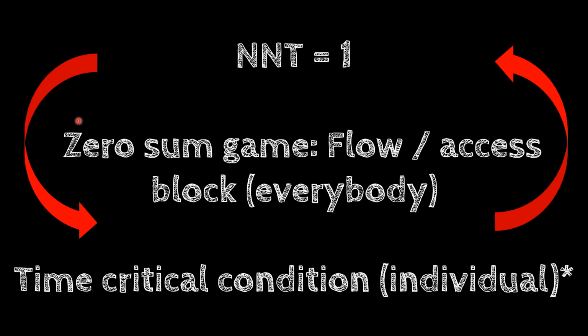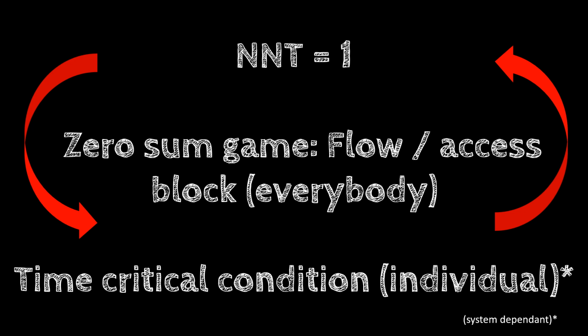So we need some kind of complex weighing between numbers needed to treat equals one and treating the one in front of you and treating all of the others in the waiting room and knowing that we're not missing anything, because that is the time critical thing. So they interact in complex ways, and sometimes one of them gives priority to another depending on the context and so on. So that's what I think we do in emergency medicine in a short talk here.